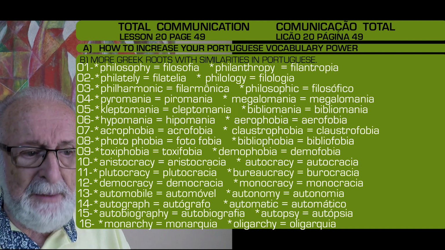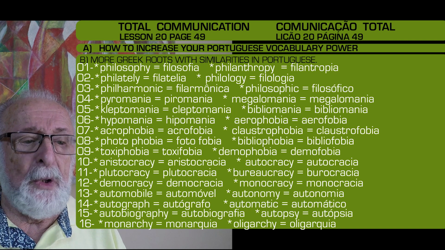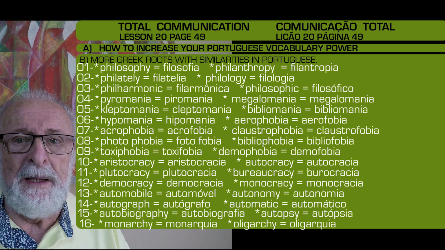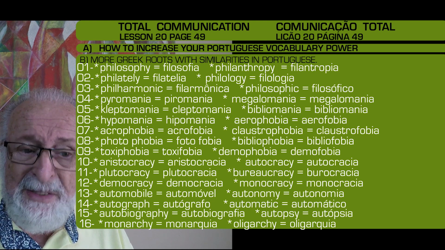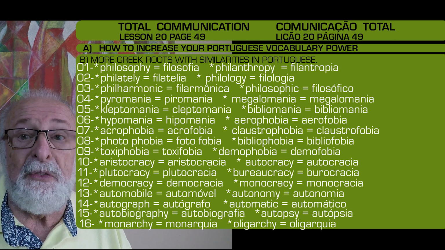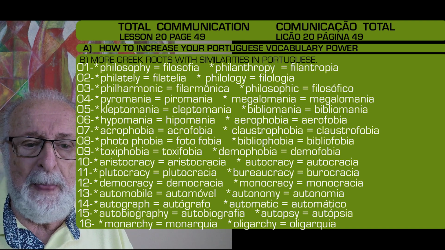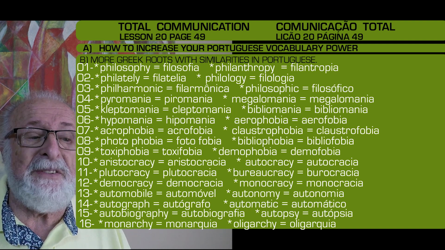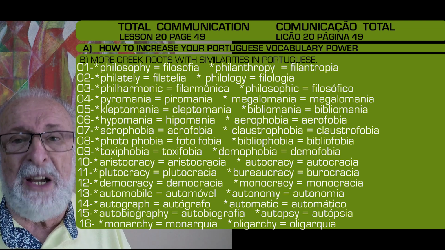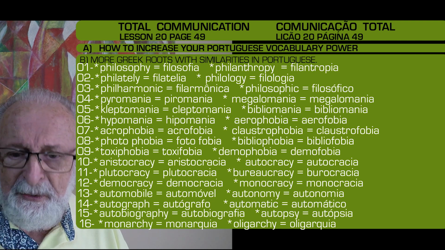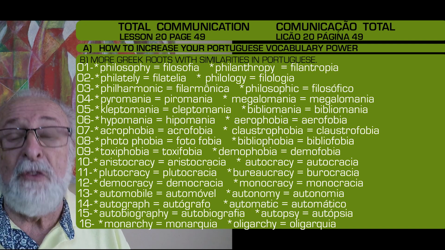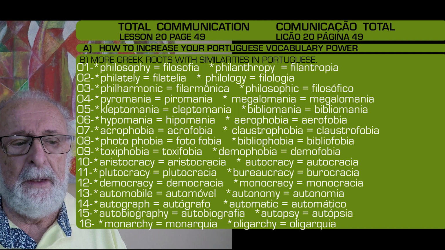In line 3, we have the word philharmonic. It will be in Portuguese, filarmônica. Okay? In the same line, we have philosophic. Philosophic, we say filosófico. Okay?